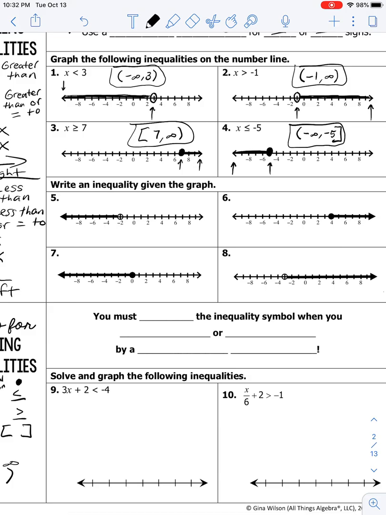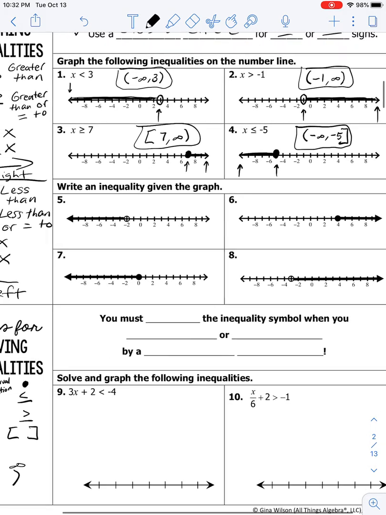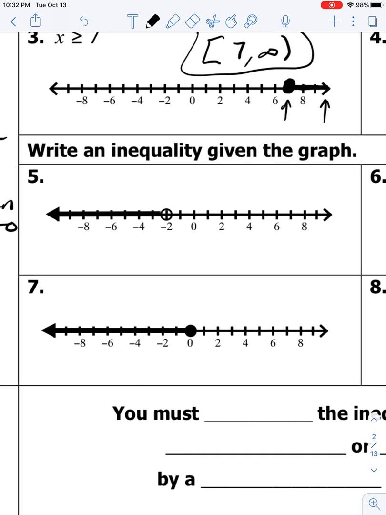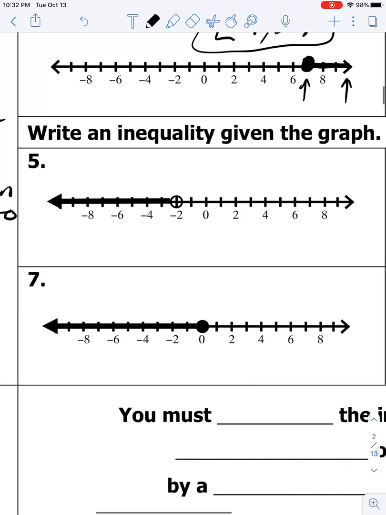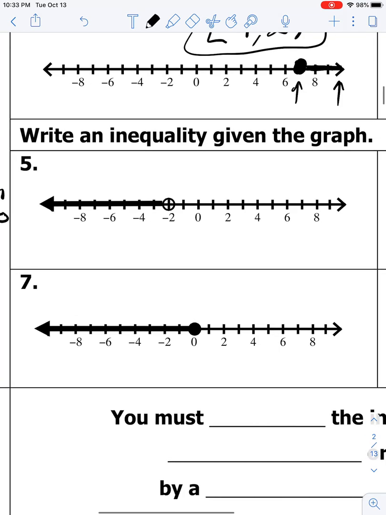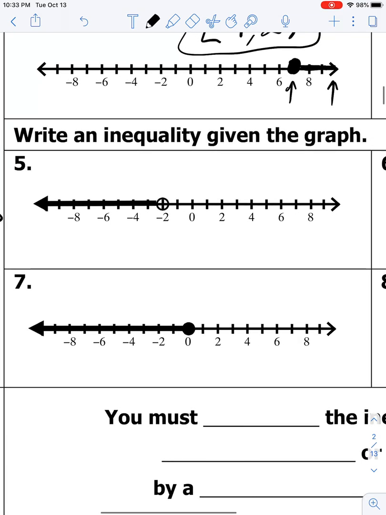All right, so what we just did on 1 through 4 is they gave us the inequality. We had to graph it and give the notation. Now on number 5, they're going to give us the graph. We have to write the inequality and give the interval notation. Okay, it's really not that hard. Okay, it's just going backwards on what you just did.